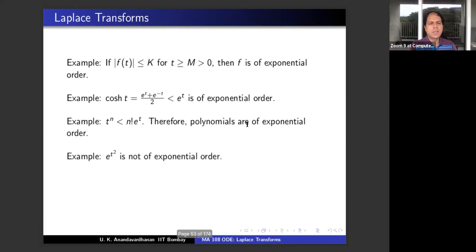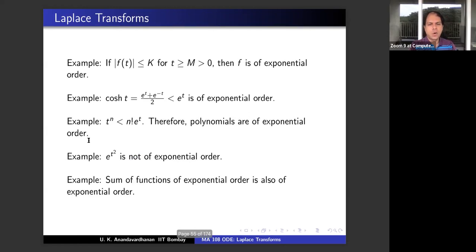And next example, e power t square is not of exponential order. Okay, there's no way you can put this less than e power at for some a beyond any stage, because t square grows much beyond at. At is linear in t, t square is quadratic in t. You will not be able to bound. You can give a proof, and therefore this is a function which is not of exponential order. And this I already said, sum of functions of exponential order is also of exponential order, and this we have already used here.